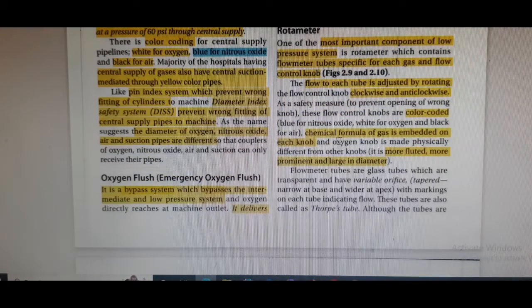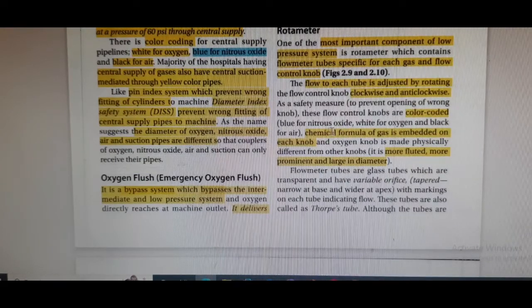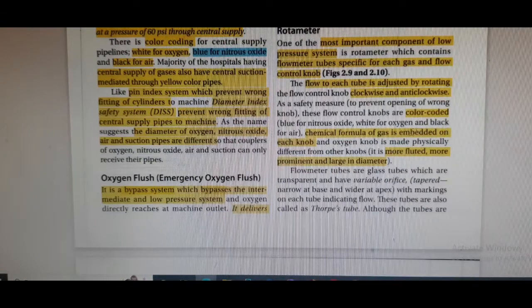So the oxygen knob is made physically different from other knobs. The three knobs that are going to be present are nitrous oxide, oxygen, and air. Nitrous oxide has a blue colored knob, oxygen has a white colored knob, and a black color for the air. So these are the different color codes for the flow control knobs.